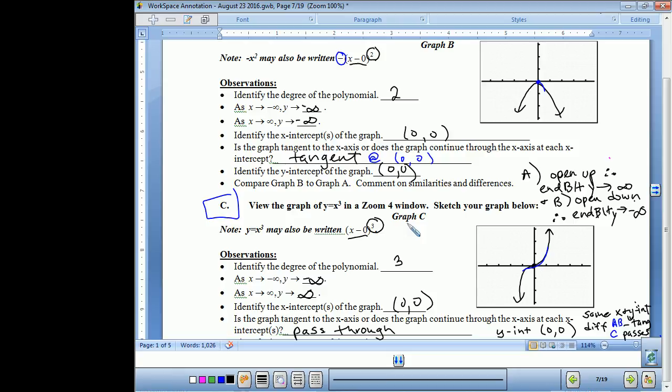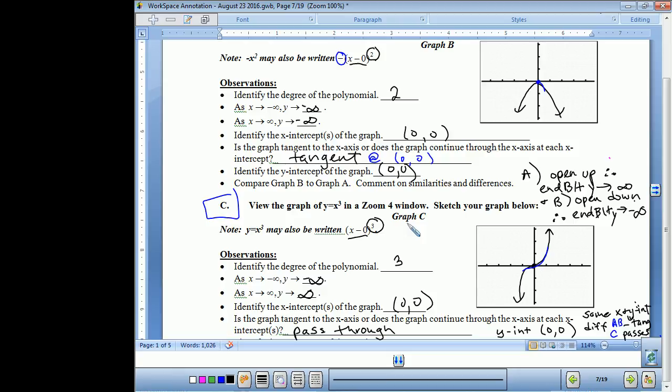So where a graph changes curvature from concave down to concave up, or vice versa, concave up to concave down, that point is called an inflection point. So if a factor is raised to an odd power greater than 1, that x-intercept becomes an inflection point for the graph. Do you see how the curve goes from curving like this to curving like this? So there's an inflection, and we call it a squiggle. But it's an inflection point where the curvature of the graph at that point changes from concave up to concave down, or concave down to concave up. Okay.